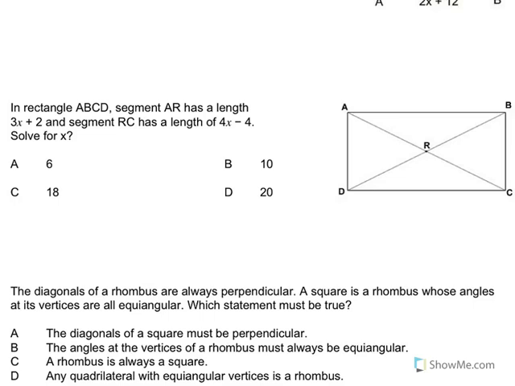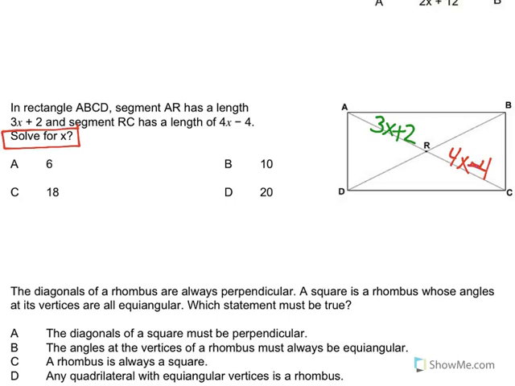Alright, number 6. Number 6 says, in the rectangle ABCD, segment AR, so this one right here, has a length of 3x plus 2, and segment RC has a length of 4x minus 4. And it wants you just to find x. So this one's easier. We don't have to plug anything back in. We just need to solve for x.